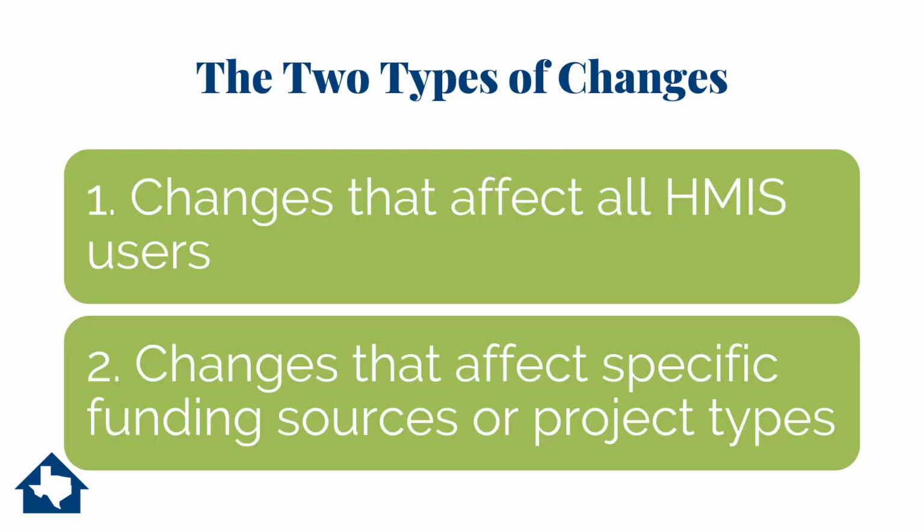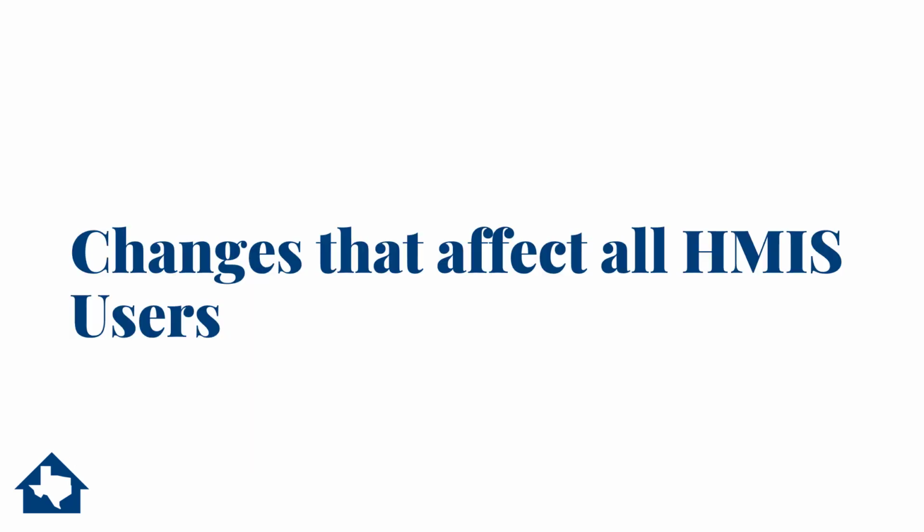There are two types of changes you're going to see in HMIS. The first type affects all HMIS users, meaning the change is going to appear on all workflows regardless of your funding source or project type. The second type of change only affects specific HMIS users depending on what funding sources they have and also what project types they have. So some of these may apply to you and others may not. We're going to start with the changes that affect all HMIS users regardless of what work group they're in or what funding source their agency has.